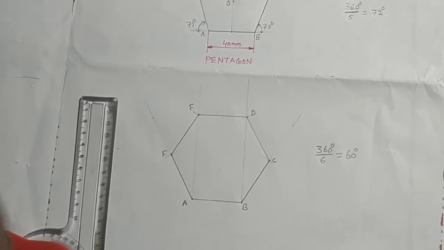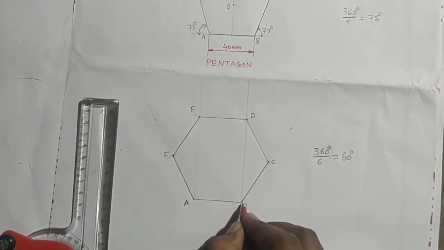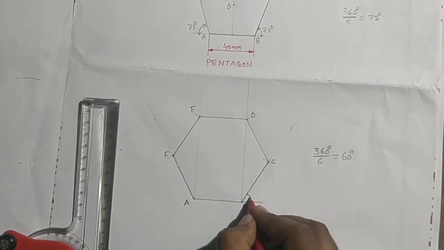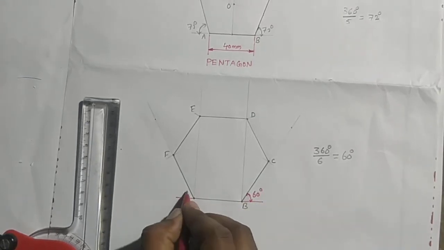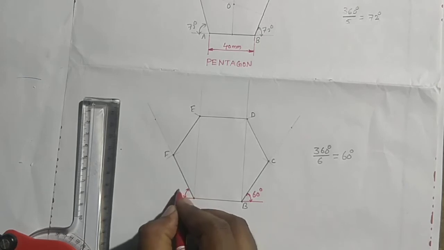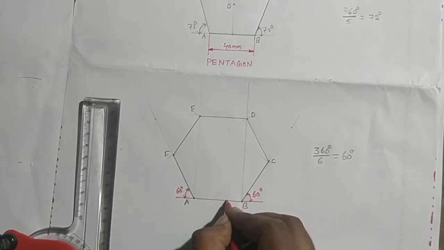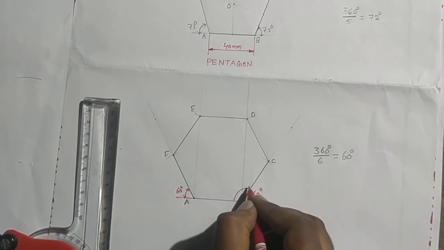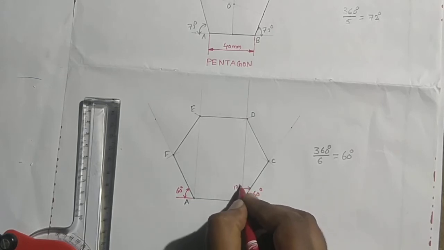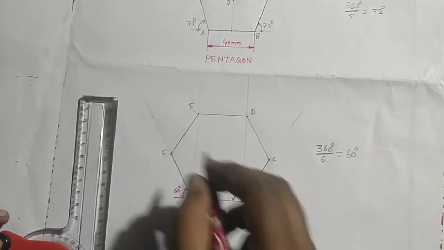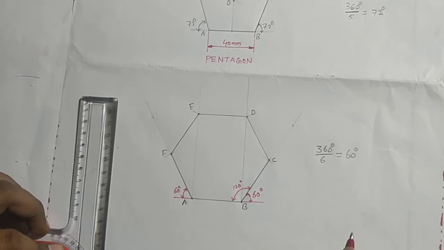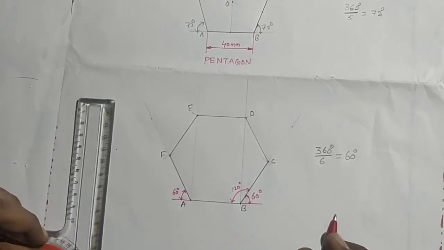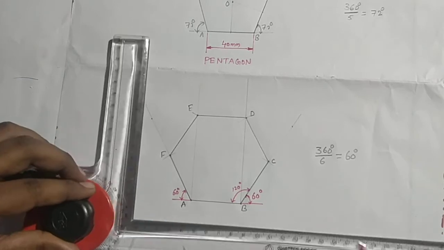After completion, we need to give the dimensions. Here the angle with the horizontal line is 60 degrees. Similarly on the left side also, this one is 60, and the inside angle is 120. At every corner, the angle between the two sides is 120 degrees. Okay, let's give the dimensions.